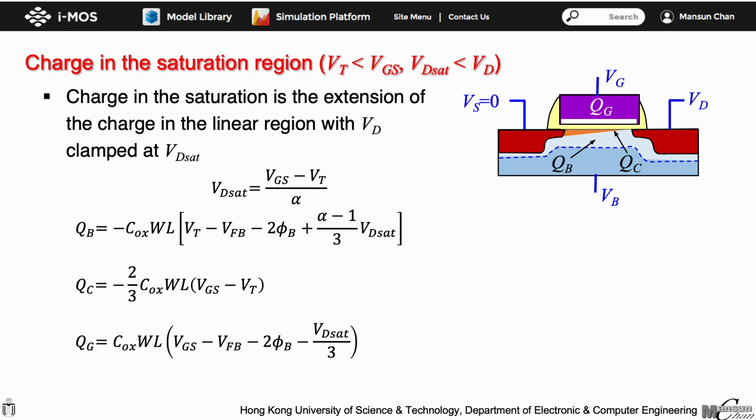It is interesting to note that the channel charge is Cox WL (Vg minus Vt) in the linear region with very small Vd, and eventually becomes 2/3 of the initial value in the saturation region.